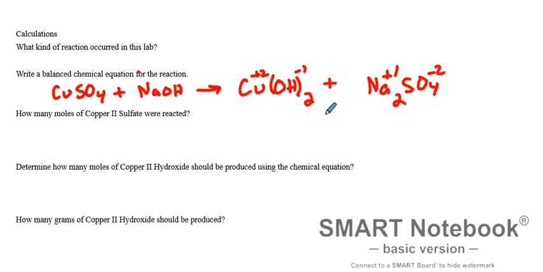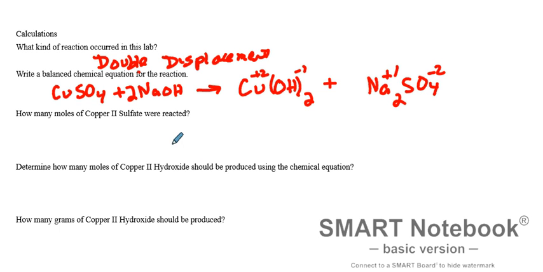Now we just need to balance the chemical equation. So we have 2 hydroxides and 2 sodiums. We just need to place a 2 right here. So the kind of reaction, of course, is double displacement. Now we have some other questions for calculations.